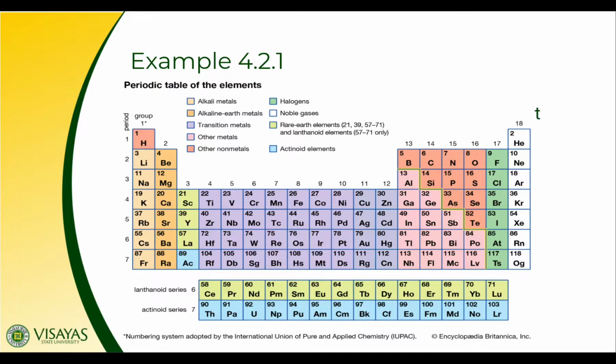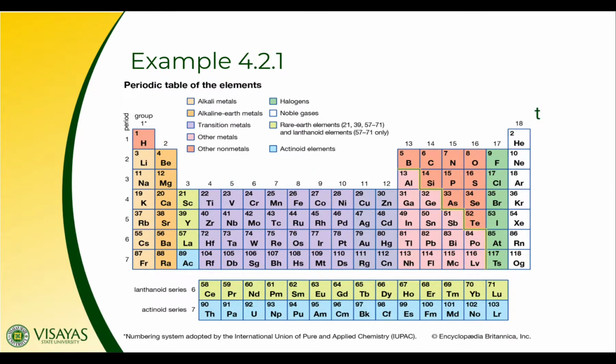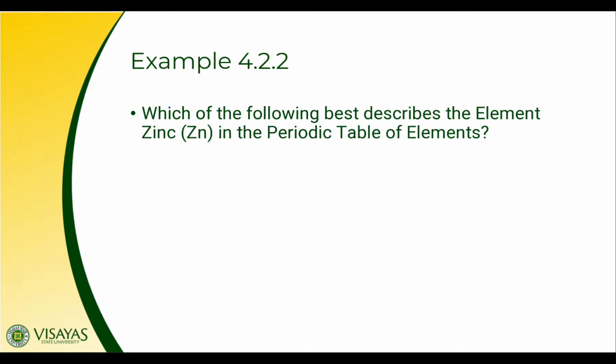Okay, so we'll refer to the table of elements. Does it belong to S block? Where is fluorine, by the way? Fluorine has the chemical symbol F. This is our S block. We cannot find fluorine here. This is our D block. Still, fluorine is not found in this block. Is it a metalloid? Metalloids are these elements. So therefore, fluorine is actually a halogen. The answer is letter D. Fluorine is a halogen.